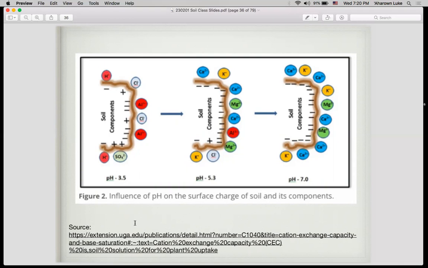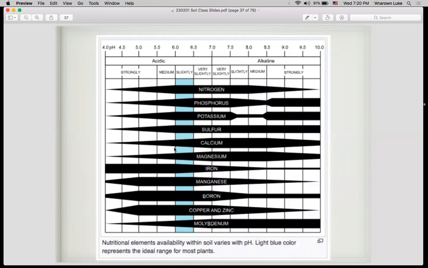So there's a link here for where this came from. This graph is just showing that when you're between 6 and 6.5, you have the most available nutritional elements. And so that's why when you're really acidic, the elements aren't free flowing. I don't exactly know all the reasons why they're not available, but in this little chart, they're thicker here at least. So I thought that was interesting.